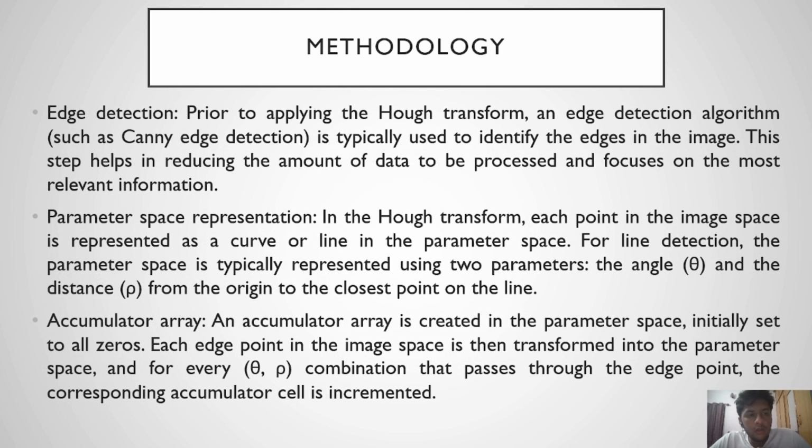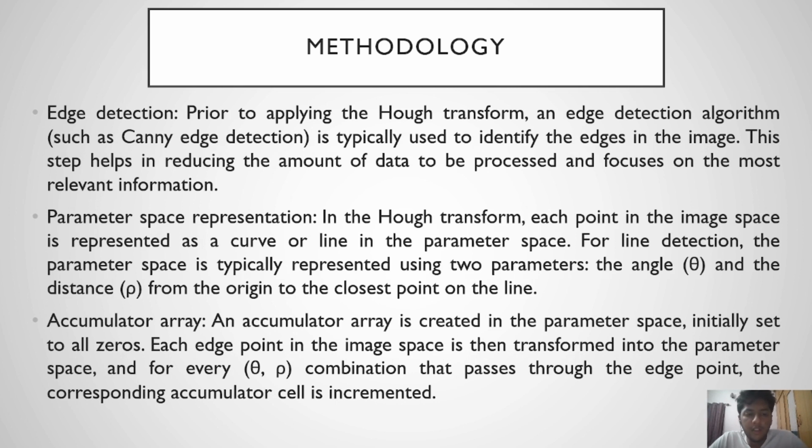Methodology. Edge detection. Prior to applying the Hough transform, an edge detection algorithm such as Canny edge detection is typically used to identify the edges in the image. This step helps in reducing the amount of data to be processed and focuses on the most relevant information. This information is stored as values in a matrix. That is, an image to be processed is stored as a matrix of pixels, so it is present in the form of values.